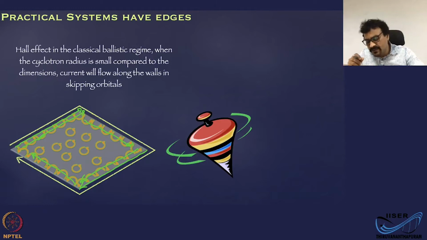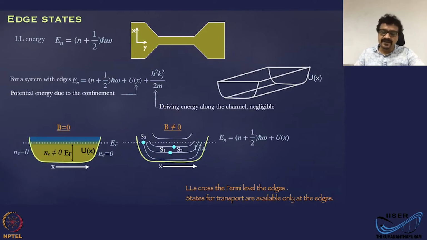So let us now try to understand how we are going to get these edge states from our quantum mechanical picture. Okay, so again, as we just mentioned, real samples are finite in dimension. So in this case, I have a sample with a thin channel, and assume that these two broad regions are the contact regions where you are injecting and removing charge carriers, either electrons or holes.